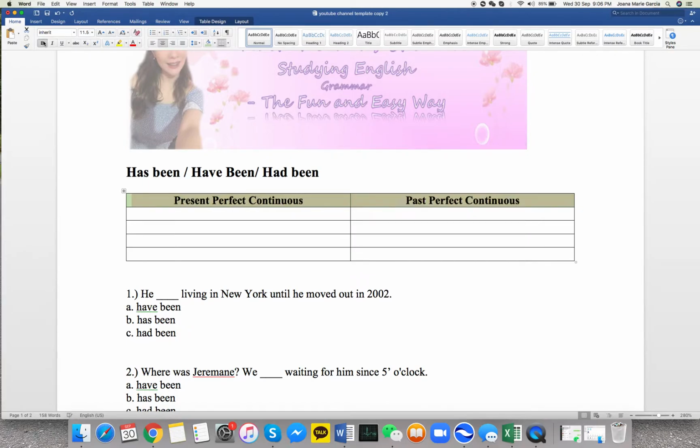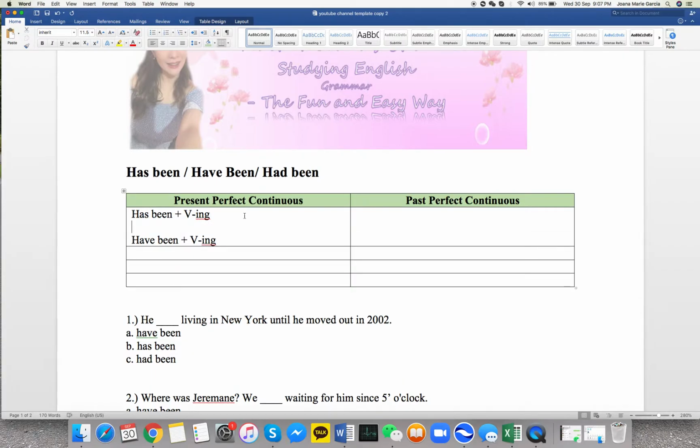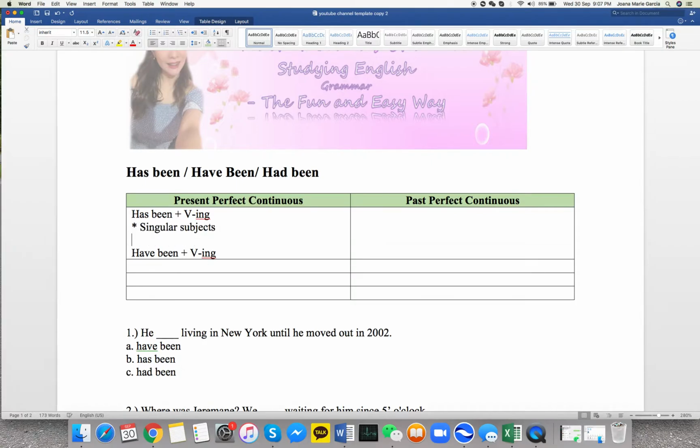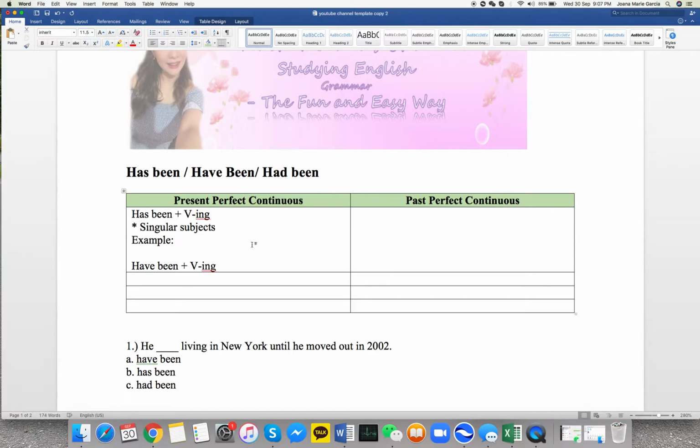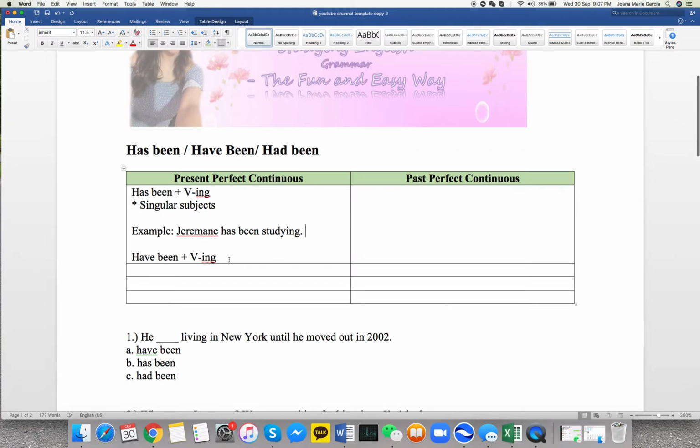So we have has been, have been, and had been. Has been and have been are used for the present perfect continuous form. We have has been plus the ING form of the verb, and also have been plus the ING form of the verb. What is the difference between the two? We use has been with singular subjects all the time. For example, the subject Jermaine is singular. Jermaine has been studying.